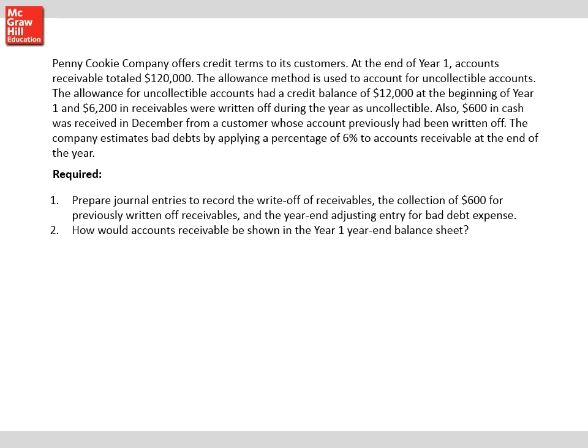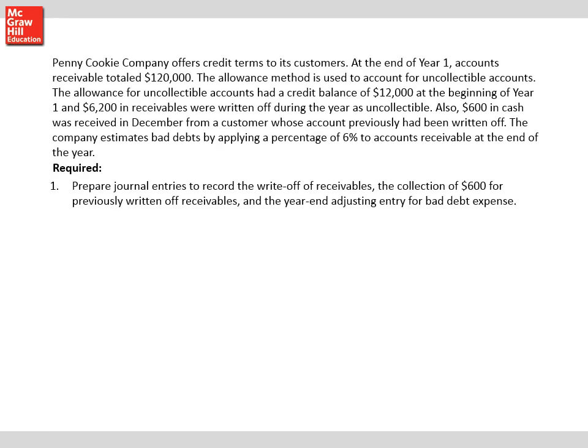$6,200 of accounts receivable were actually written off during the year as uncollectible. $600 in cash was received in December from a customer whose account was previously written off. And the company estimates bad debt expense each year by applying 6% to accounts receivable at the end of the year. So we want to prepare the journal entries to record the write-off of receivables, the collection of $600, and the year-end adjusting entry for bad debt expense. And then how would we show accounts receivable in year one's year-end balance sheet? So let's take a look.